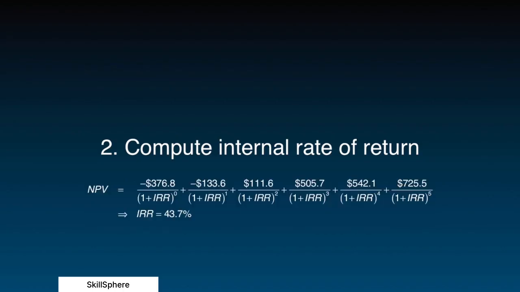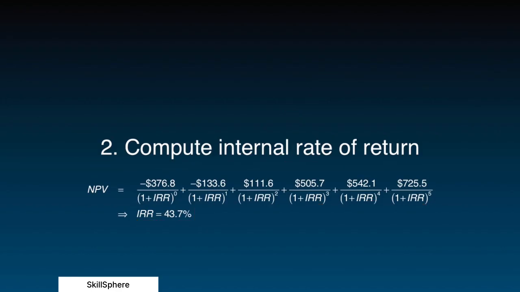So what's the IRR for this project? Well, we write our NPV formula, we set our NPV equal to 0, and then we solve for the one discount rate such that when we discount all of our free cash flows, we get an NPV of 0. If we do that, we find that the IRR on this project is 43.7%. Well, is that good? Is it bad?